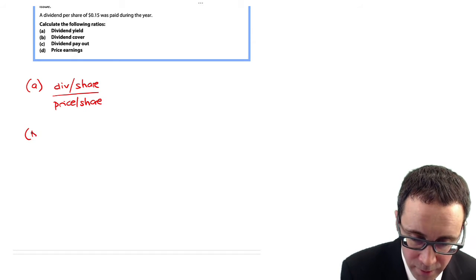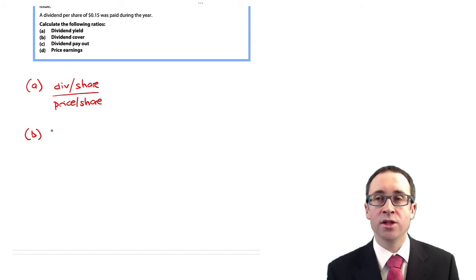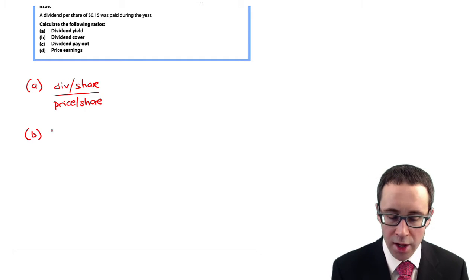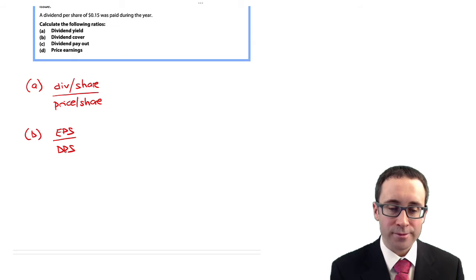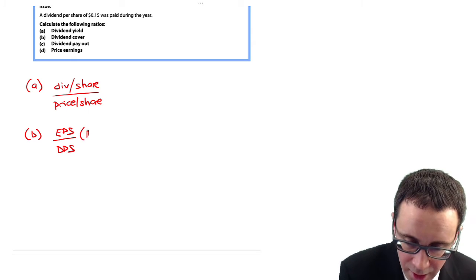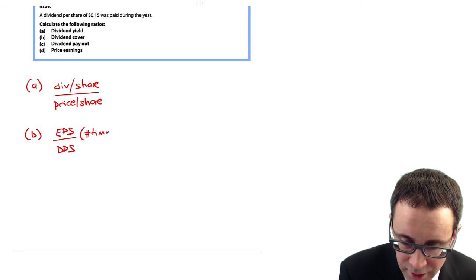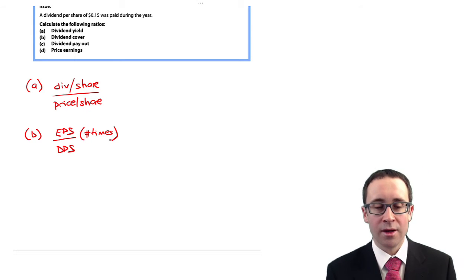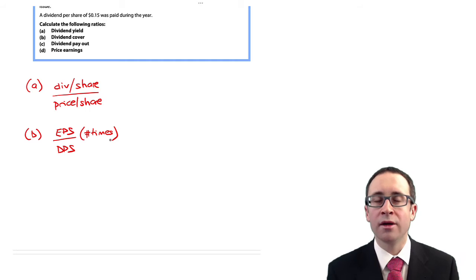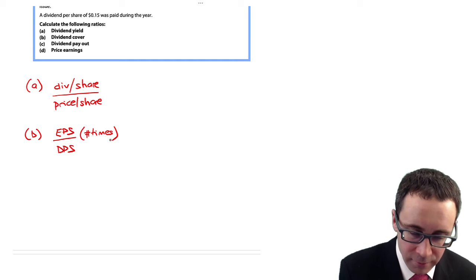Your dividend cover looks at how safe your dividends are. Your dividends get paid out of your earnings, don't they? So we look at your earnings per share divided by your dividends per share. Remember, that's looking at a number of times. Very similar to your interest cover, looking at how safe your interest payments are. This is looking at how safe your dividend payments are. So the key bit is that it's your earnings per share from where your dividends are paid out.